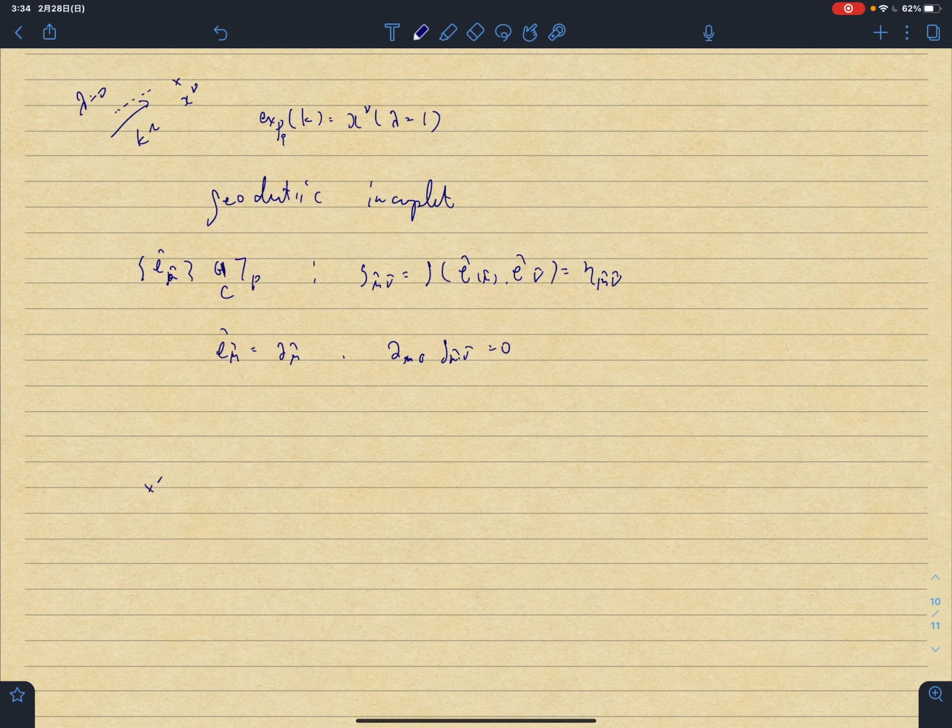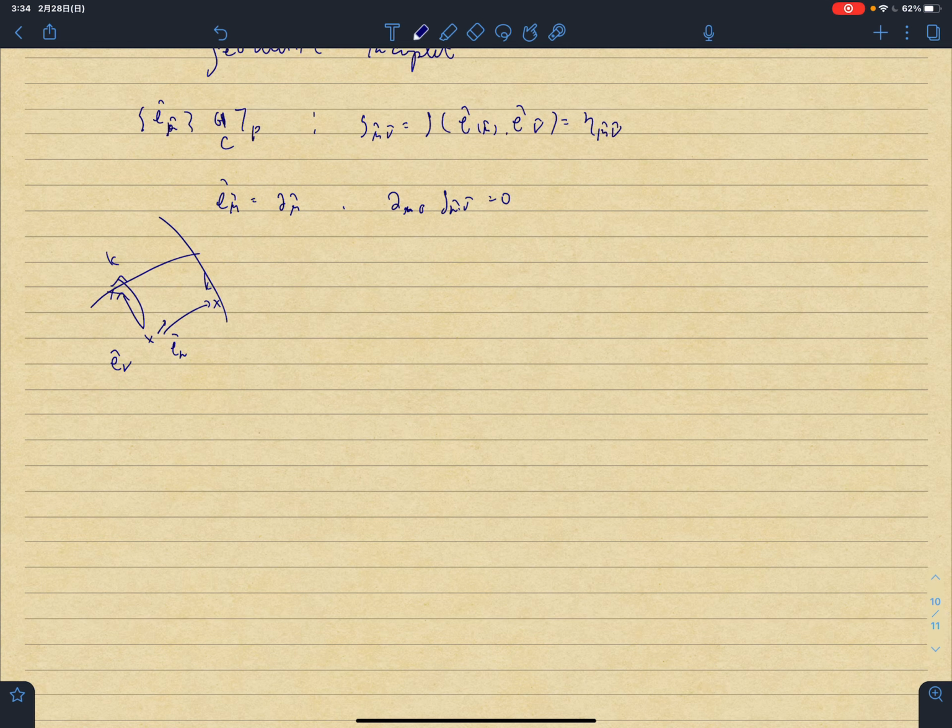So this is e_mu, k equals k^mu e_mu, and this is a Riemann normal coordinate. This is the tangent vector k. We still need to verify that these Riemann normal coordinates work the way we want.